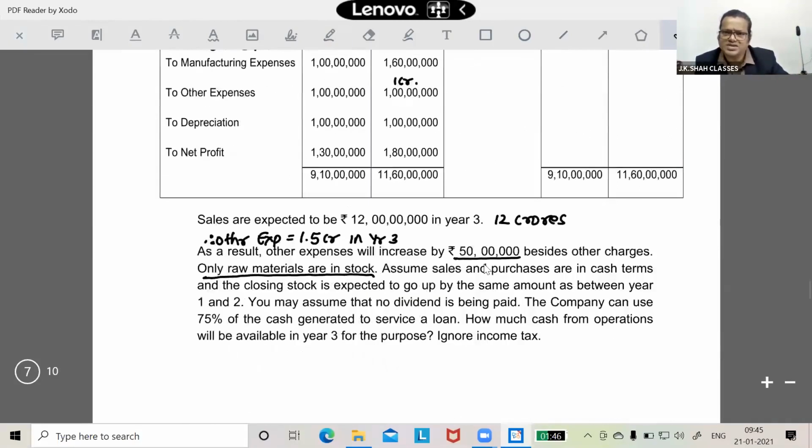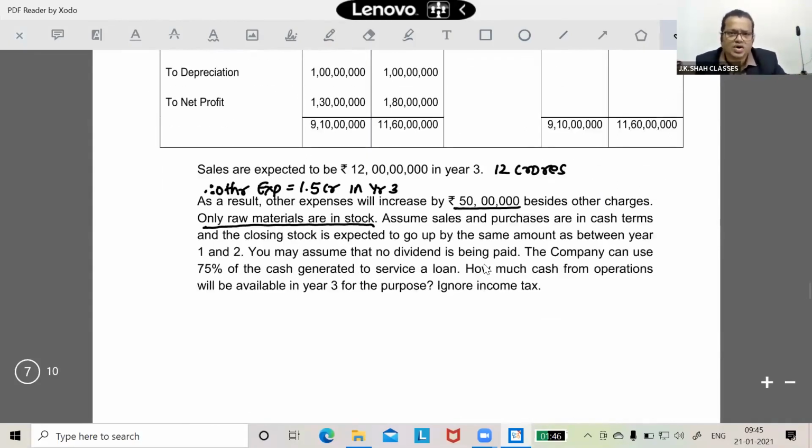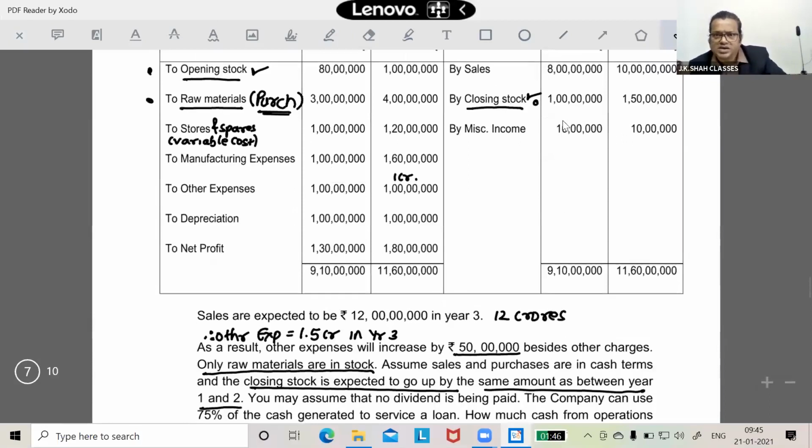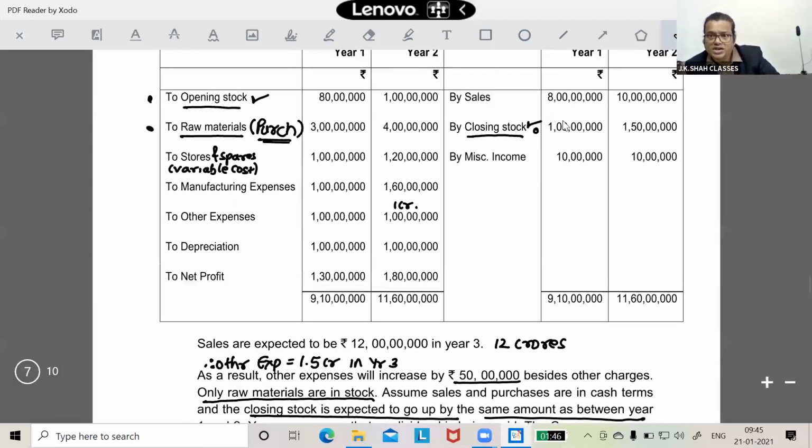Assume sales and purchases are in cash terms and closing stock is expected to go up by the same amount as between year 1 and 2. Okay. So what is the growth in year 1 and 2? Did you check that? See here, closing stock is 1 crore. Okay. Here it is 1.5 crore. From here to here, it's an increase by 50 lakh, I can say.